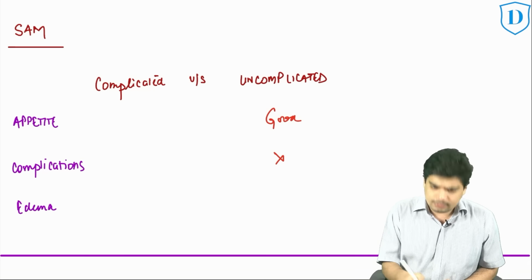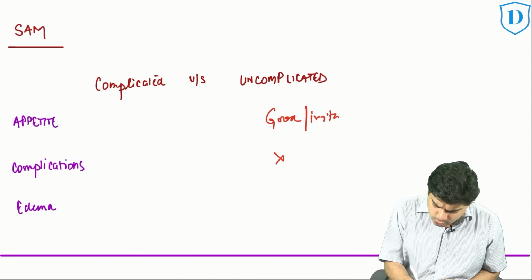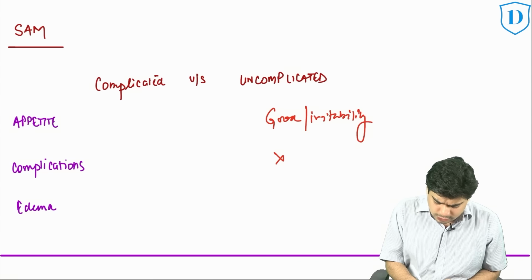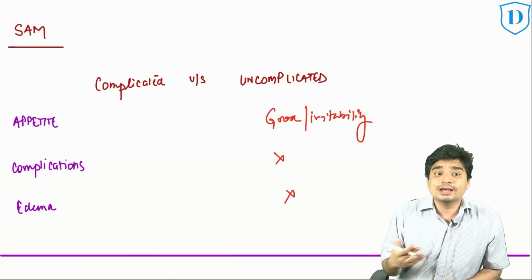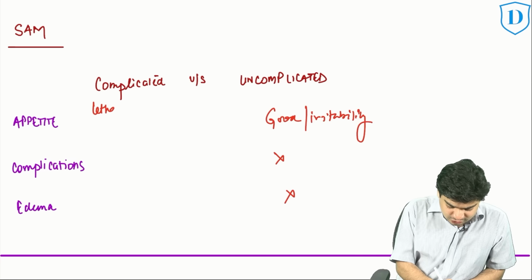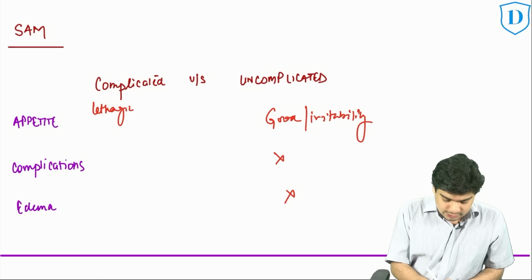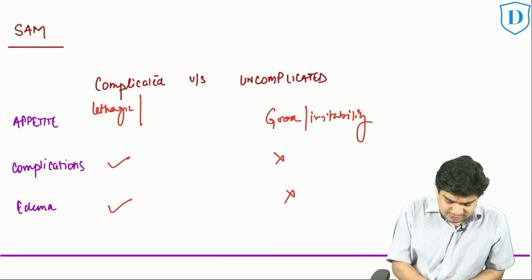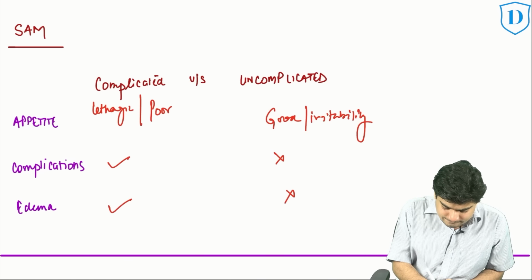Why he has good appetite? Because the irritability is there. He wants food. The child wants food and there is no edema. While in complicated SAM child is lethargic. Again, there will be complications. There will be edema, and since he is lethargic, appetite is poor.